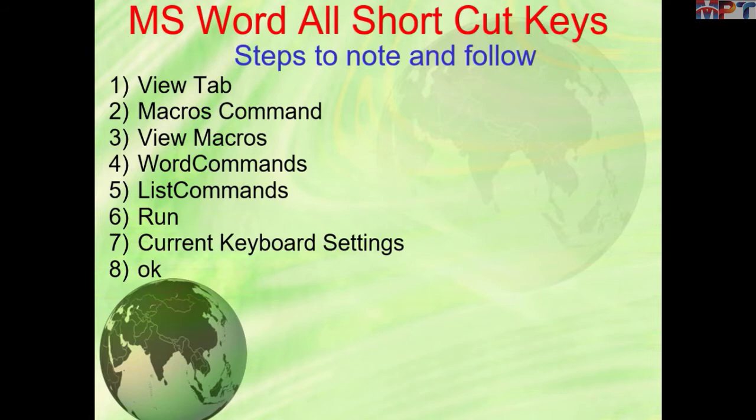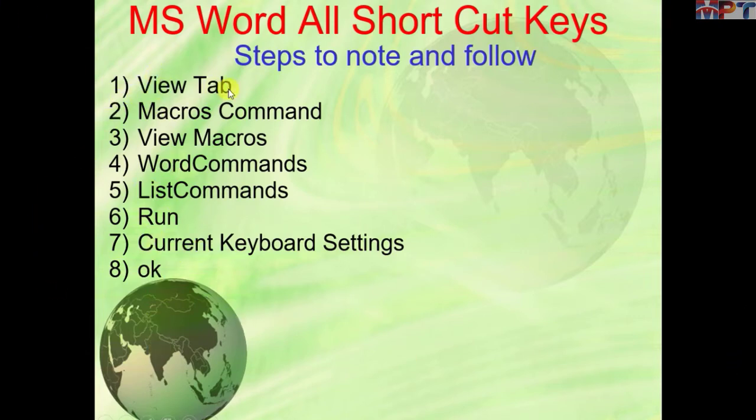Now, as you see here, MS Word all shortcut keys, steps to note and follow. You can also view all of the shortcut keys in MS Word for quick work. Okay, how is it possible? View tab, macros command, view macros, word commands, list commands, run, current keyboard settings, 8 steps total.